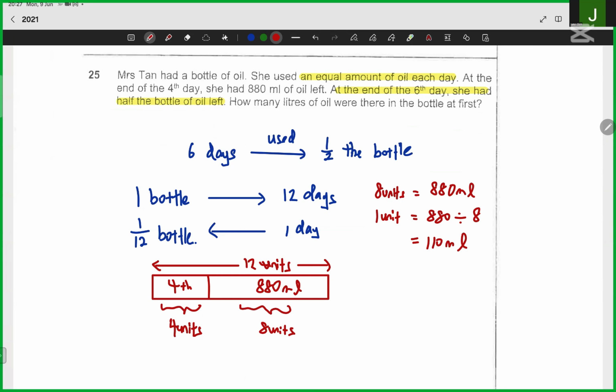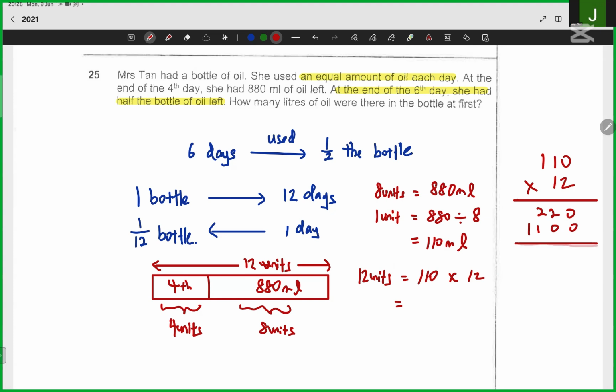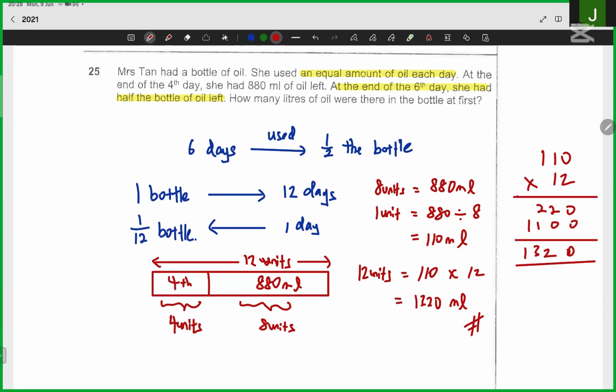Okay, how many liters of oil were there at first? 4 units, so 110 times 4. Sorry, what am I doing? 12 units. Okay, 12 units, 110 times 12. So 110 times 12, right? 220, 1100. Okay, so I get 1320.